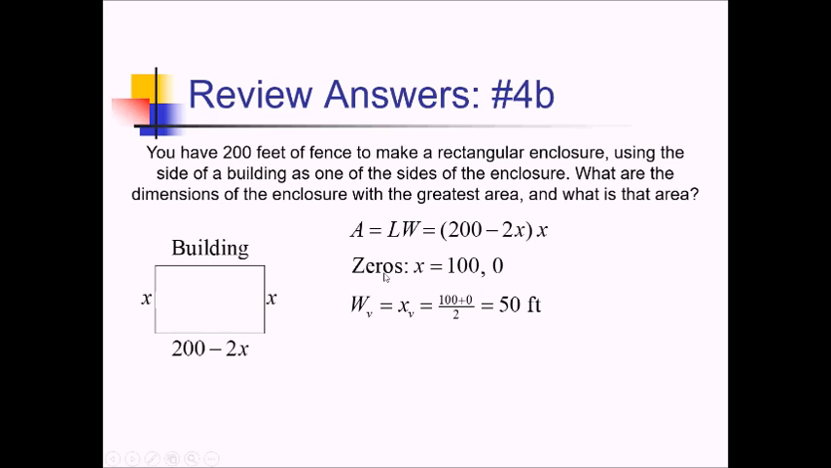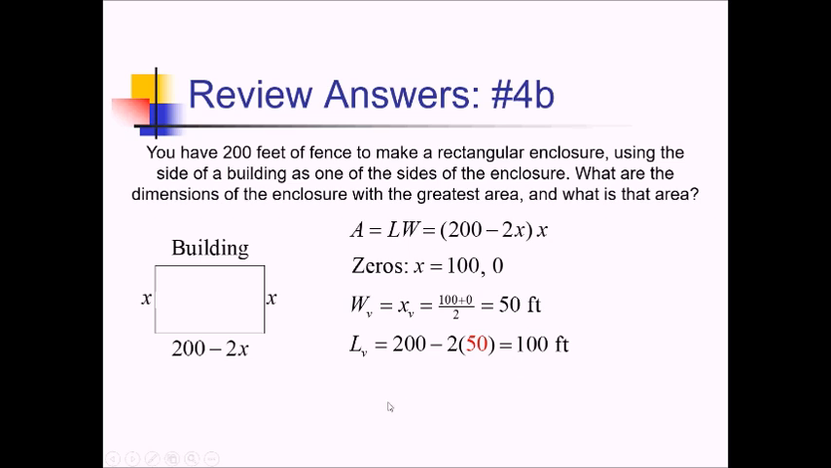And I'm mentioning the width in here because they did say they wanted the dimensions. So I have to say what the width is, I have to say what the length is, and then I have to use that to say what the area is. So next, let's find the length. That's going to be 200 minus 2 times x. In this case, 2 times 50. So 200 minus 2 times 50. That's 200 minus 100, which is 100 feet. So that's the length of the ideal rectangular enclosure.